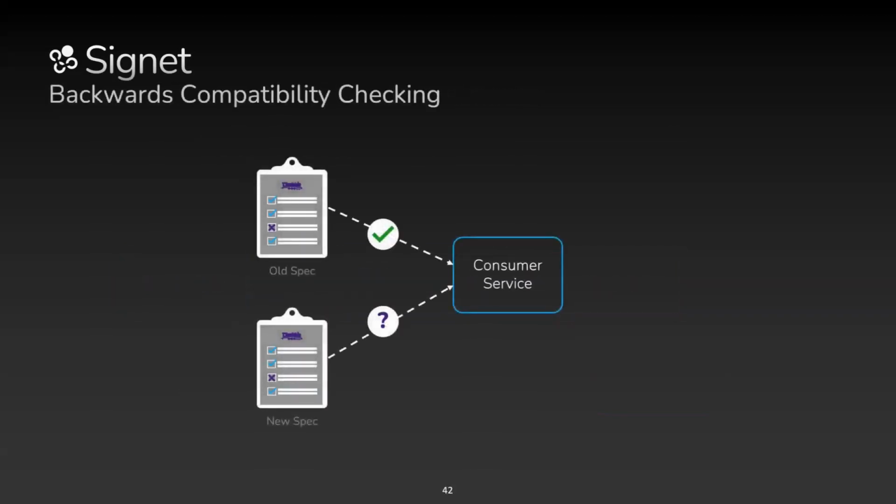Backwards compatibility checking is when we test if a new spec is compatible with the same consumers that the old spec is compatible with. In this case, we know that the old spec is compatible with consumer service. We want to determine if the new spec is also compatible.